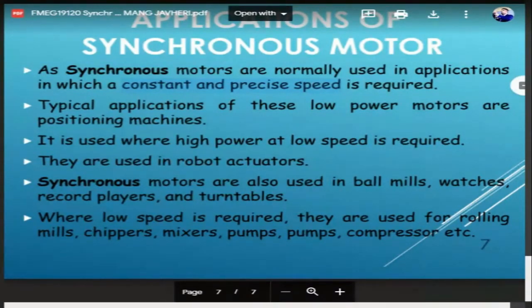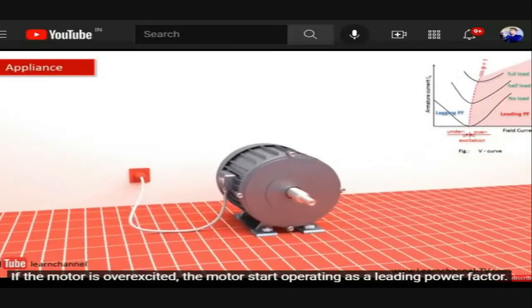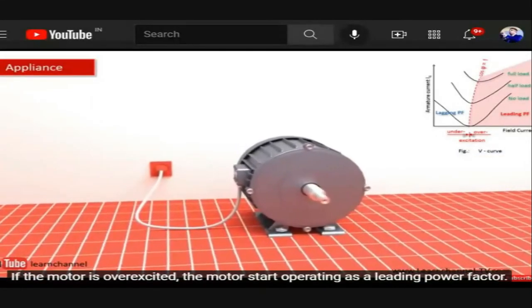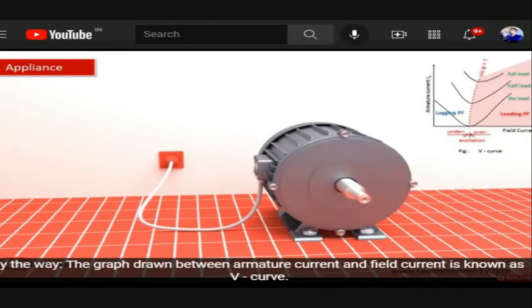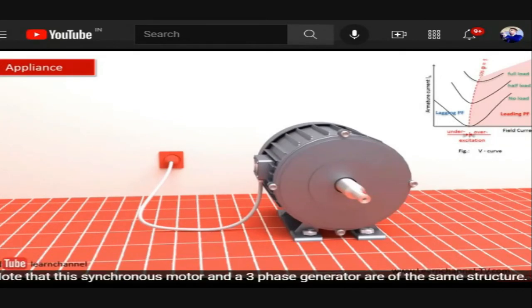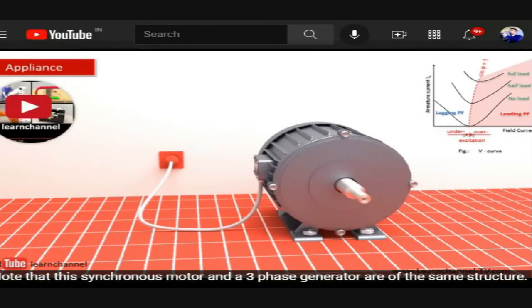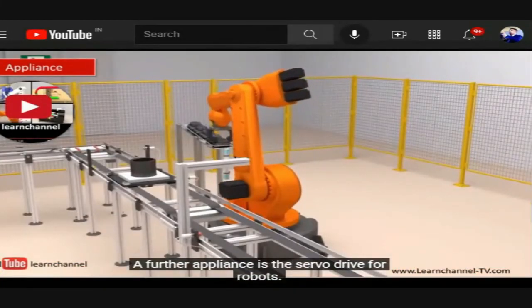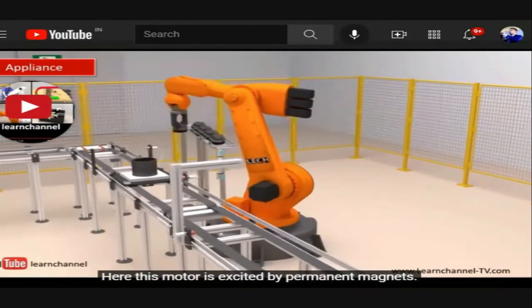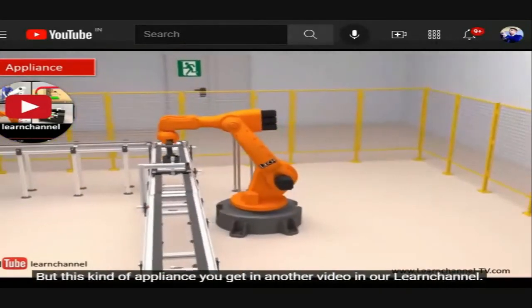Okay, so let's see where else, apart from trains, these machines are used. Just pay attention. If the motor is overexcited, the motor starts operating at a leading power factor. This way, you can improve the overall power factor. By the way, the graph drawn between armature current and field current is known as the V-curve. Note that this synchronous motor and a three-phase generator are of the same structure. A further appliance is the servo drive for robots. Here, this motor is excited by permanent magnets, but this kind of appliance you get in another video in our Learn channel.